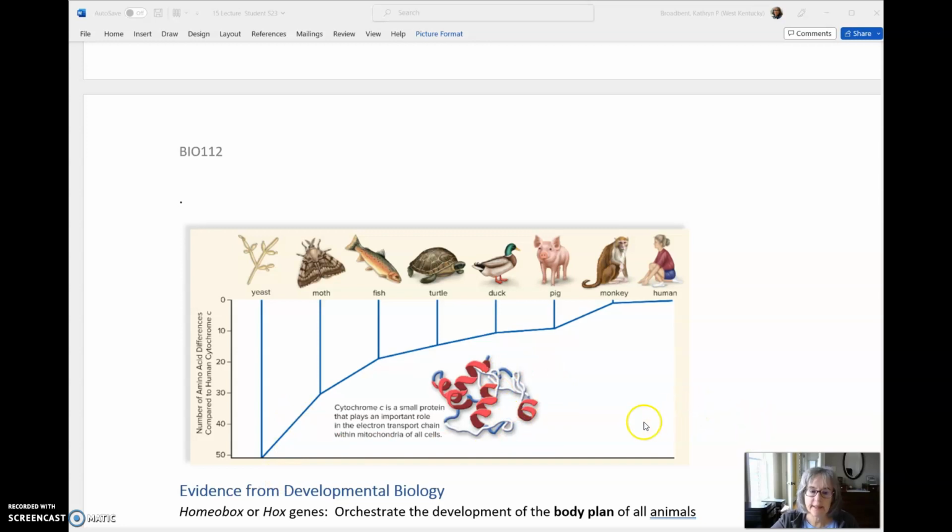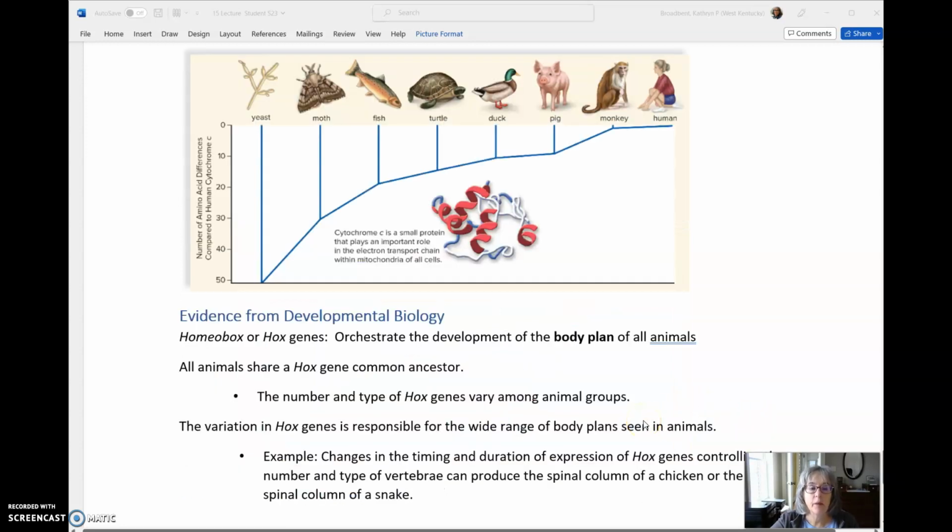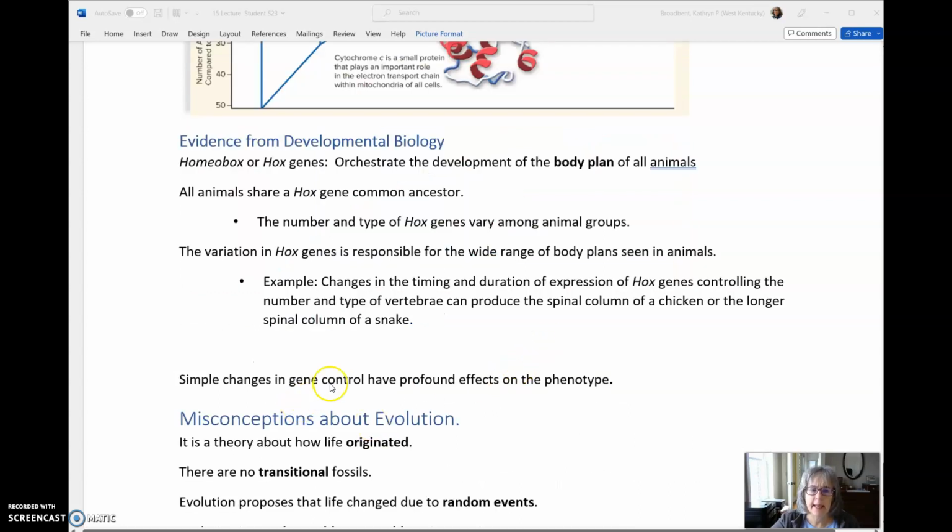There's also evidence in developmental biology. There's a Hox gene, which orchestrates the development of the body plan in all animals. So all animals have this Hox gene from a common ancestor, but it varies in types and number. If you're making a snake, it's expressed longer to make the long spinal cord of a snake.